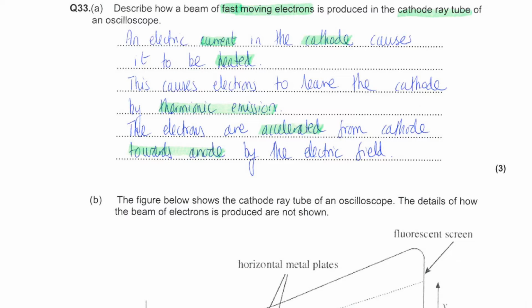Next, consider that you are asked to describe how it is a fast beam of moving electrons. So we can consider that the electrons are accelerated, having left the cathode, towards an anode by an electric field, or a high potential difference applied between the cathode and the anode.